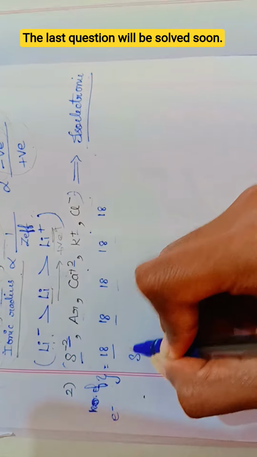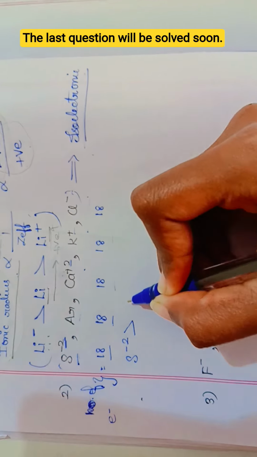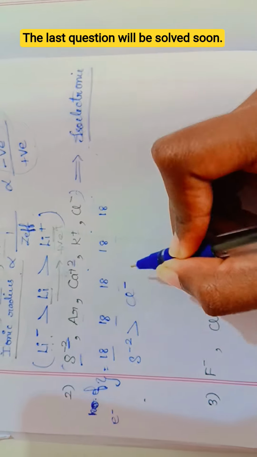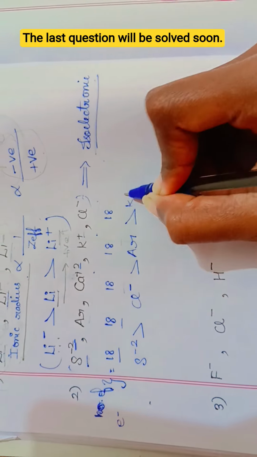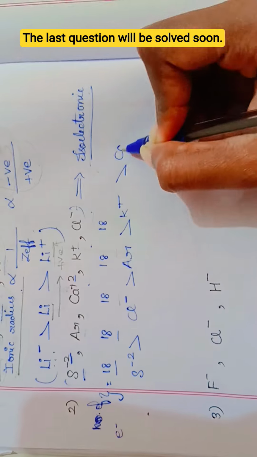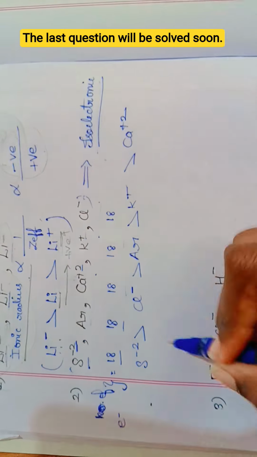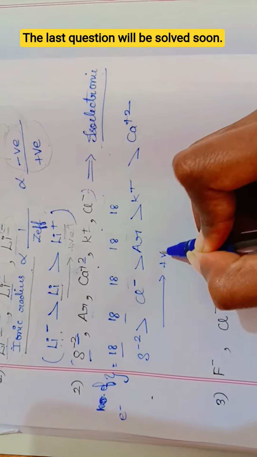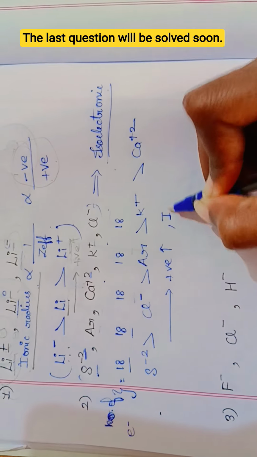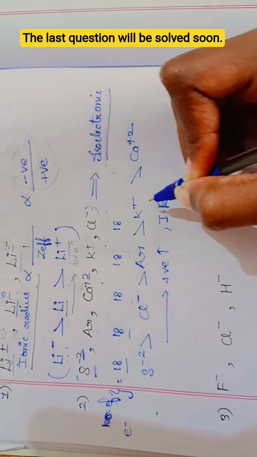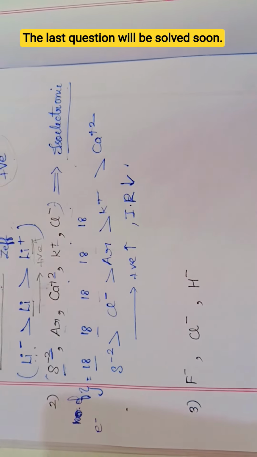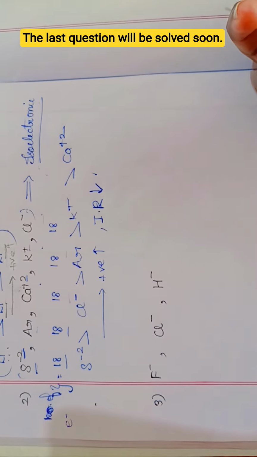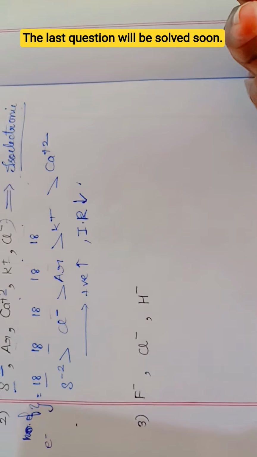So the most negative charge comes first, sulfur, then comes chlorine minus, then comes argon because it is neutral, then potassium, then calcium. Here also, as the positive charge increases, the ionic radius decreases, because ionic radius is directly proportional to negative charge and inversely proportional to positive charge.